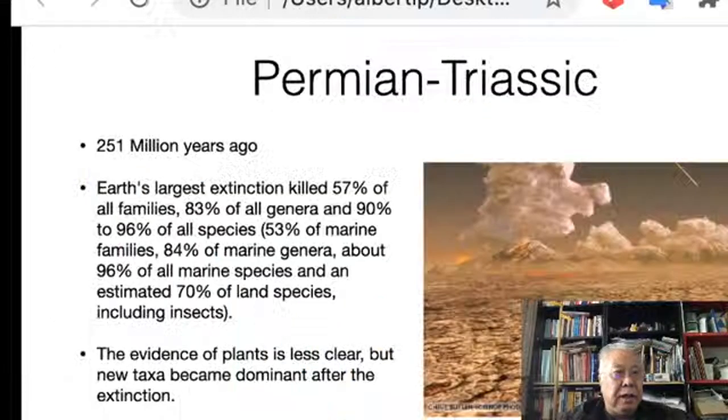So for this particular extinction event, which is about 251 million years ago, about 57% of all families, 83% of all genera, and 90% to 96% of all species are gone. The evidence for the plants is less clear, but new taxa become dominant after the extinction. This is called the Great Dying.